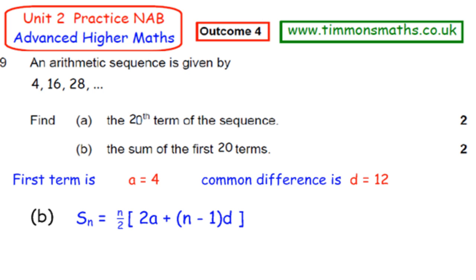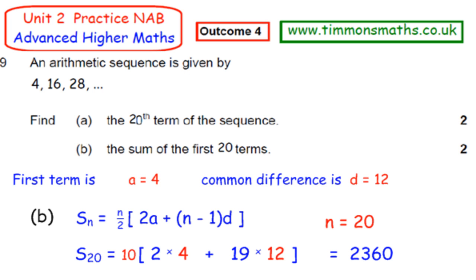So we're asked for S of 20. S of 20 will be 20 over 2, which is 10, times 2 times 4, plus n minus 1, which is again 19, times d, which is 12. And this works out to be 2,360. So the sum of the first 20 terms of this arithmetic sequence is 2,360.